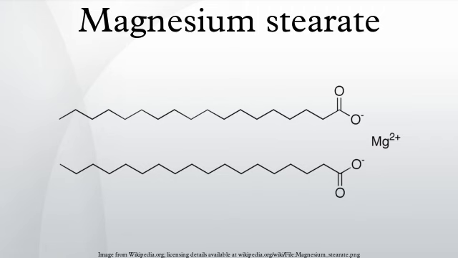Manufacturing: magnesium stearate is created by the reaction of sodium stearate with magnesium sulfate. Uses: magnesium stearate is often used as an anti-adherent in the manufacture of medical tablets, capsules and powders.